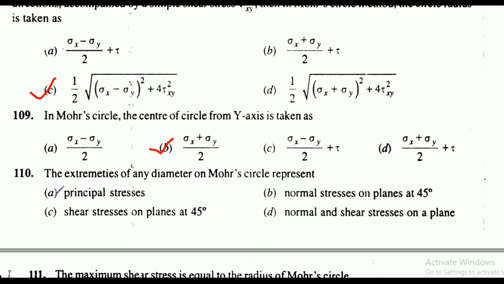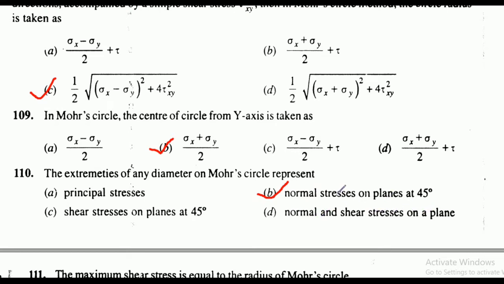Here the extremities of any diameter on Mohr circle represent. Here friends, these are the options and here the correct answer is option B, that is the extremities of any diameter on Mohr circle represent normal stresses on planes at 45 degree.